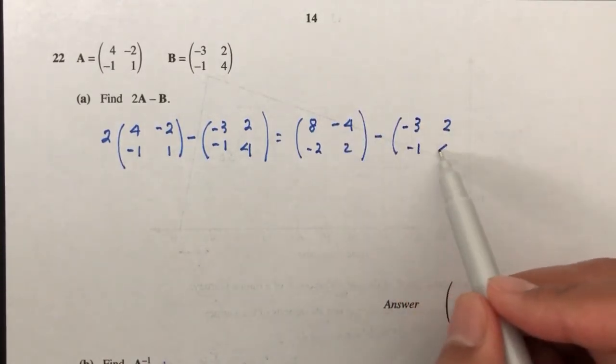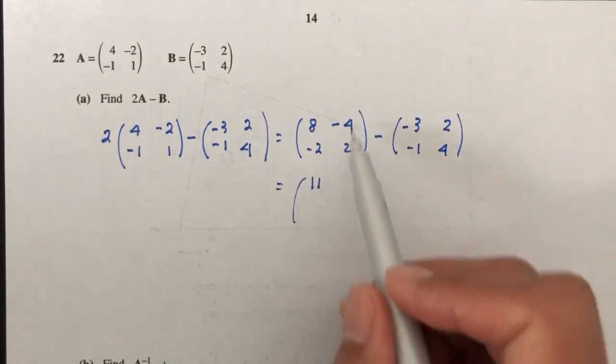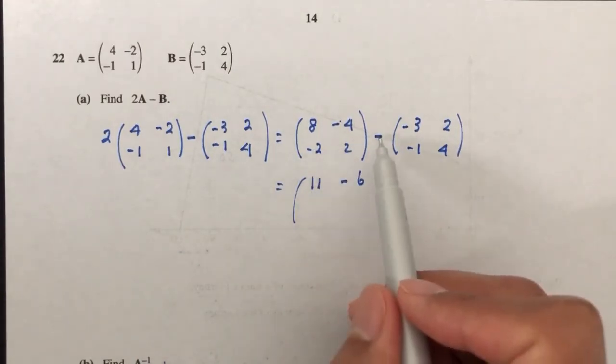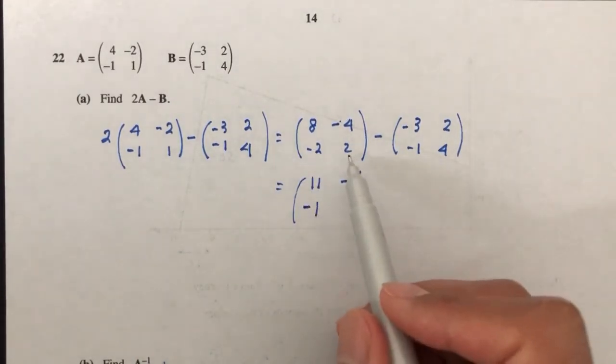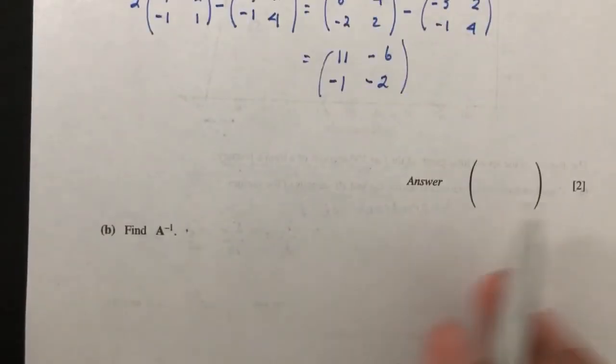B. So now we have to do one by one. So 8 minus minus 3 will be 11, minus 4 minus 2 will be minus 6, minus 2 minus minus 1 will become minus 1, 2 minus 4 will become minus 2. And that is your answer for part A.